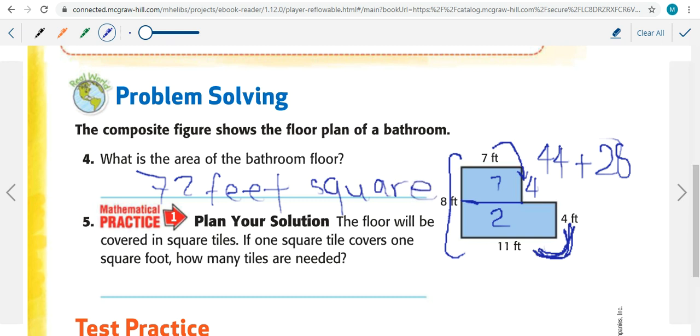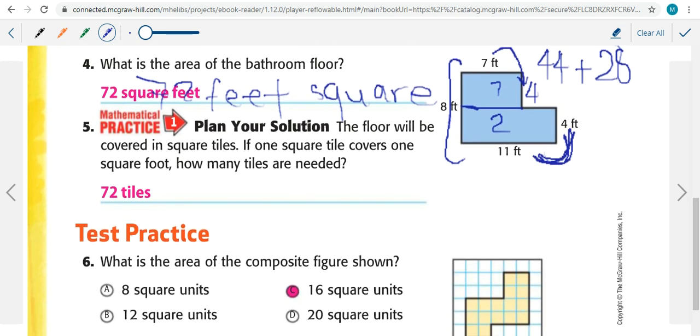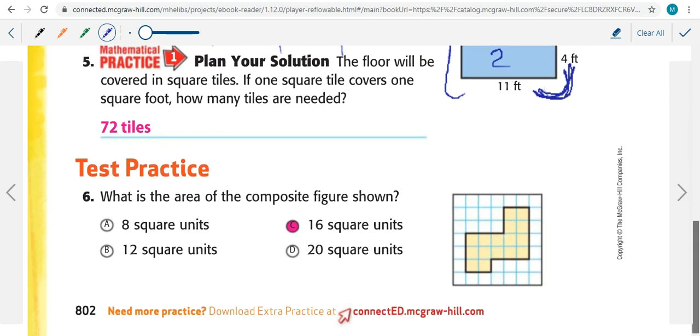Let's see if we are correct. Yes, we are. And the answer for number 5 is 72 tiles. The answer for number 6, what is the area of the composite figure shown? 16 square units. How do we do this? We only need to count the squares. Okay, hope you understand. Bye.